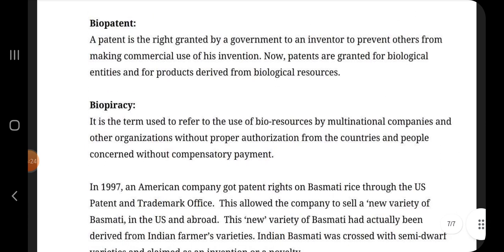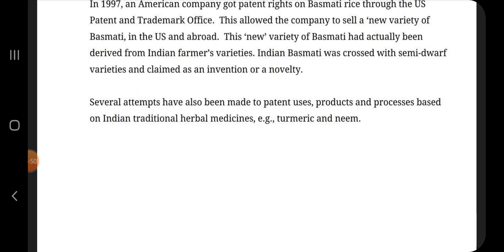Biopatent. A patent is the right granted by government to an inventor to prevent others from making commercial use of his invention. Biopiracy is used to refer to the use of bioresources by multinational companies and other organizations without proper authorization from the countries and people concerned, without compensatory payment. Several attempts have also been made to patent products and processes based on Indian traditional herbal medicines like turmeric and neem.